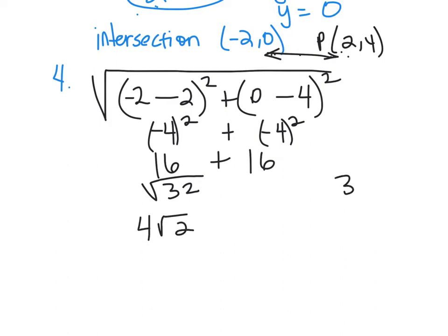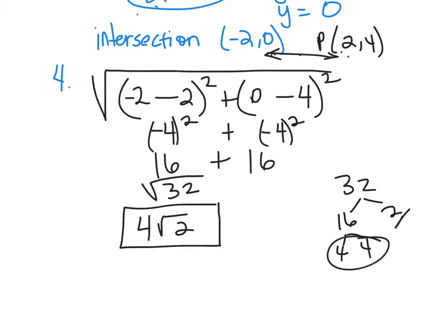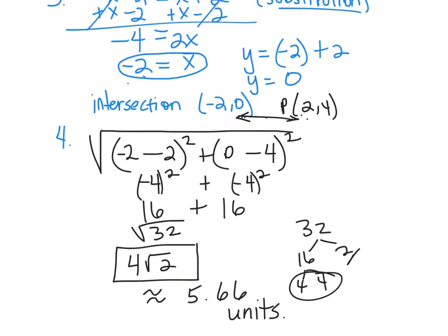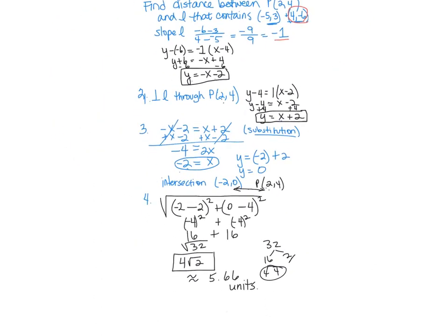So 32 is 16 times 2, 4 times 4. There's a pair of 4s, and the 2 stays underneath, which is approximately 5.66 units. Okay, so this is how we do it. Just follow the steps.